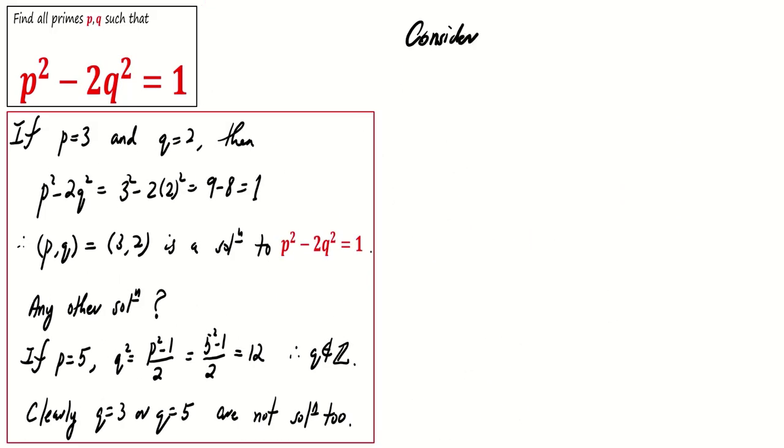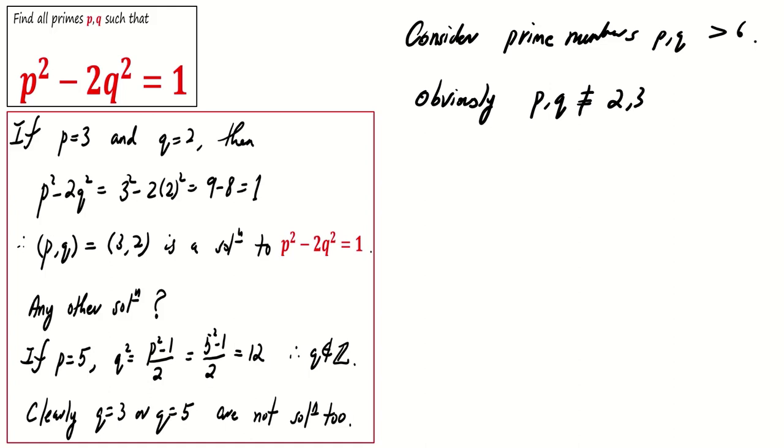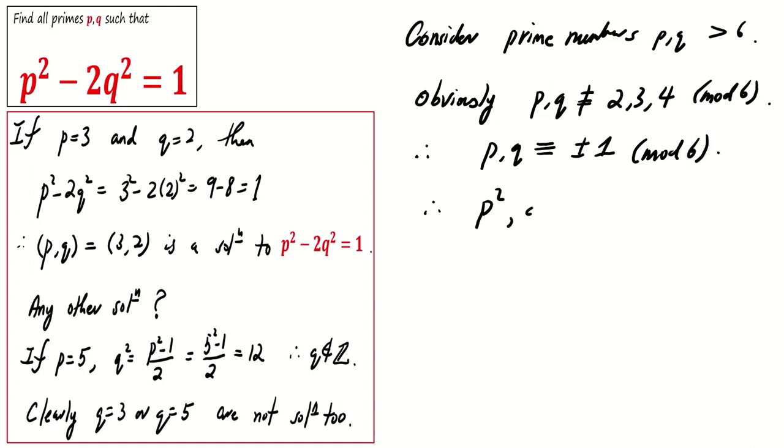Let's consider prime numbers p and q that are greater than 6. Now obviously, p and q are not congruent to 2, 3 or 4 mod 6. Otherwise, they are not prime numbers. And therefore, p and q can only be plus or minus 1 mod 6. This means that p squared and q squared must be congruent to 1 mod 6.